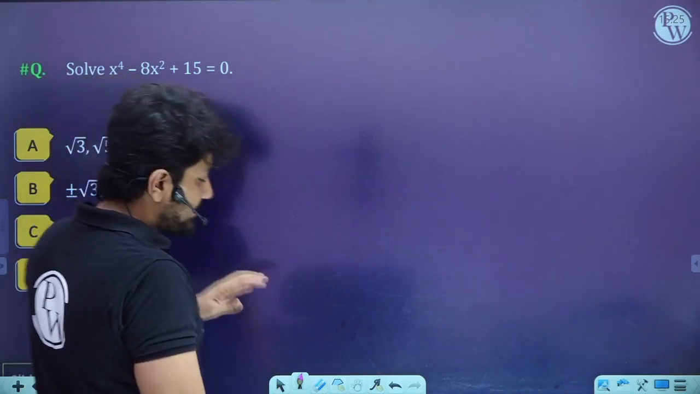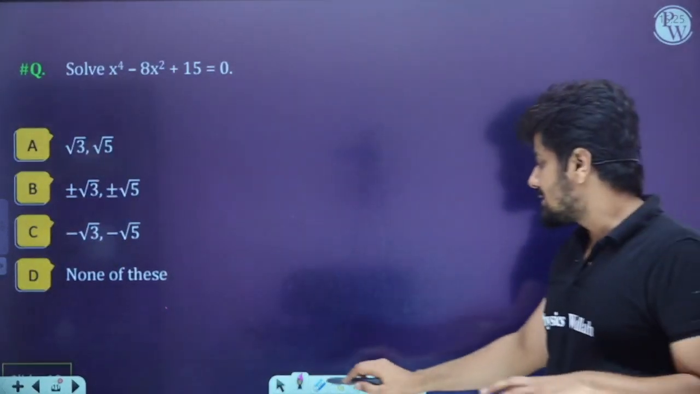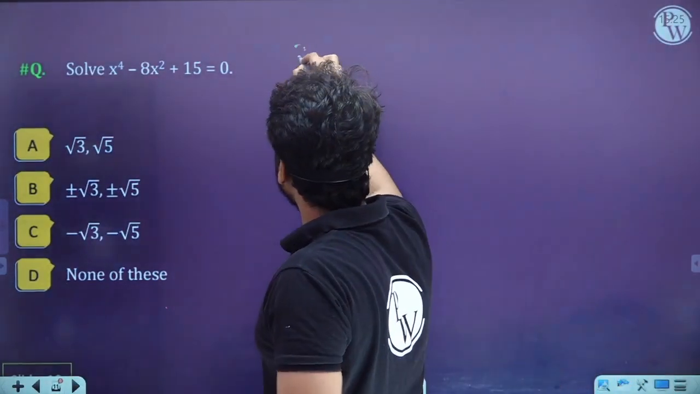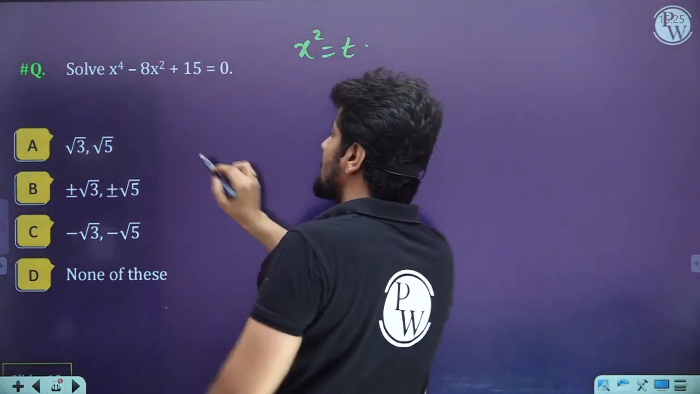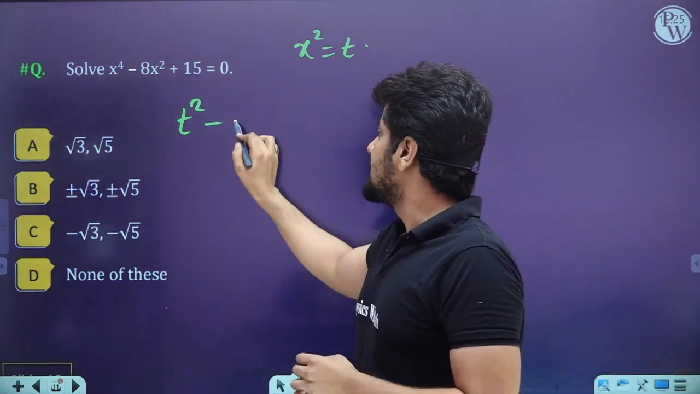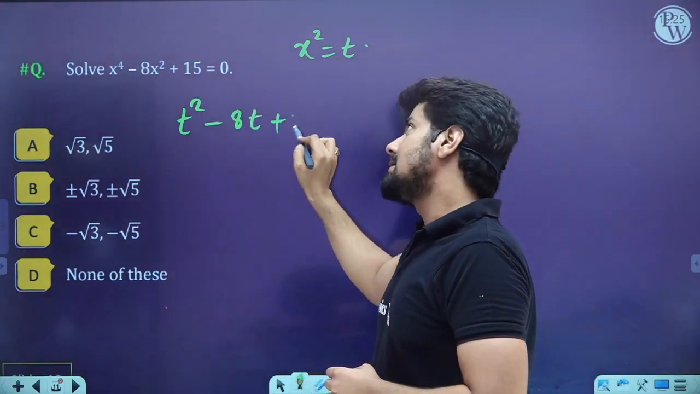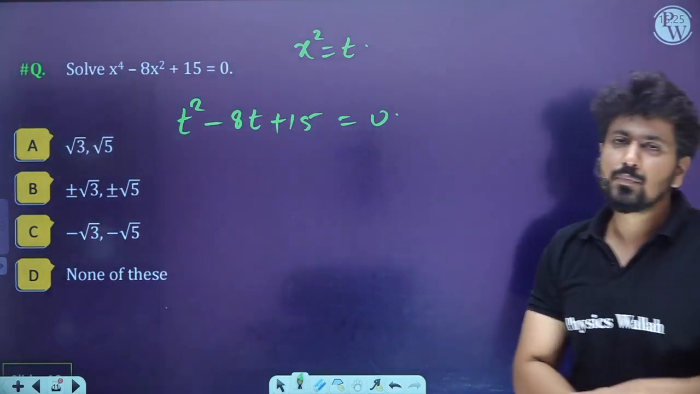Suppose we solve this equation, x raised to the power 4 minus 8x square plus 15 is equal to 0. Again, we are going to take x square as equal to t. So x raised to the power 4 becomes t square minus 8t plus 15 is equal to 0. This is the equation we have now.